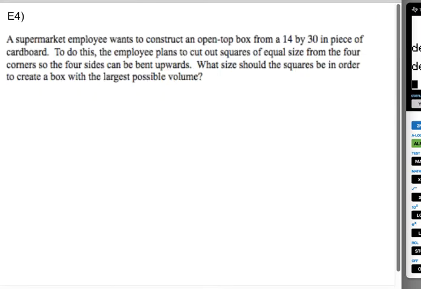A supermarket employee wants to construct an open top box from a 14 by 30-inch piece of cardboard. To do this, the employee plans to cut out squares of equal size from the 4 corners so the 4 sides can be bent upwards. What size should the squares be in order to create a box with the largest possible volume. So I want to maximize volume. So let's look at what this is.